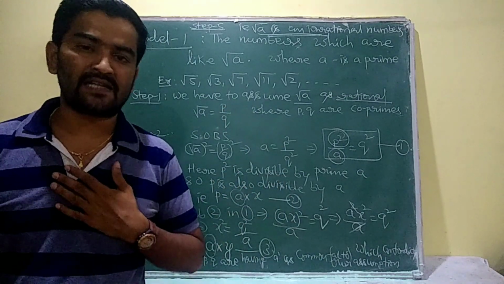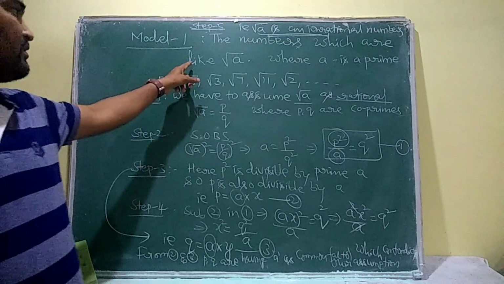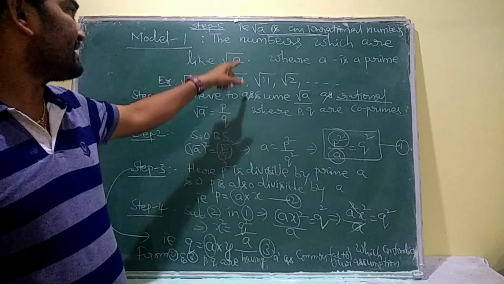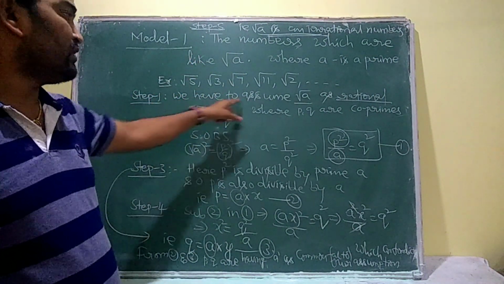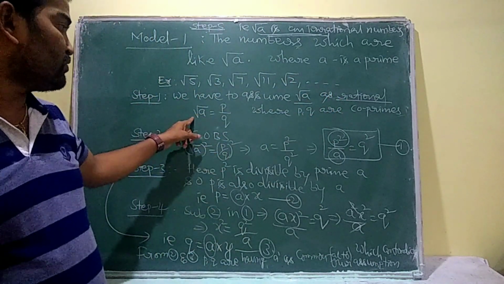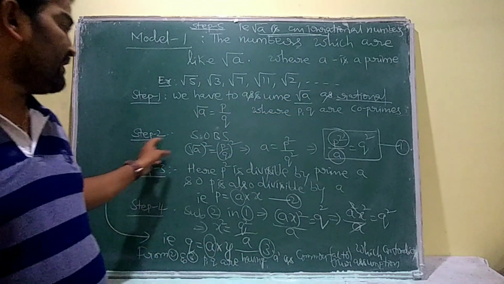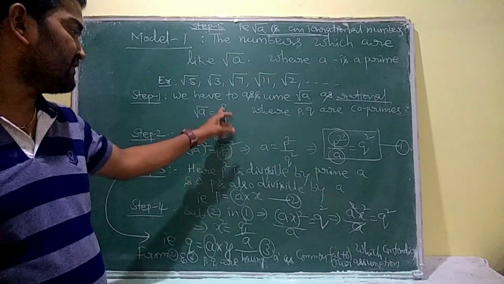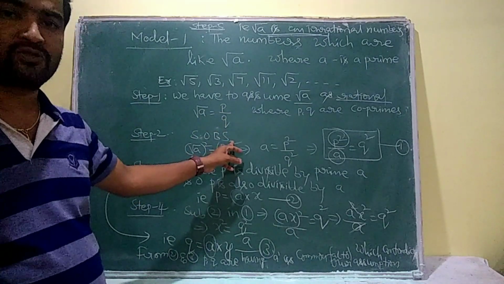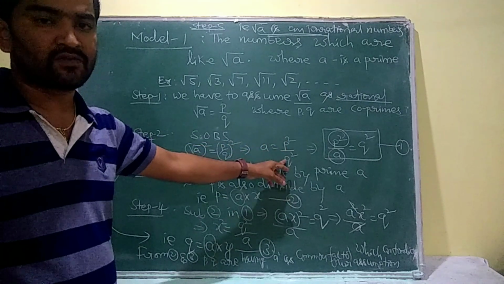That means if he asks us to prove root 7 as an irrational number, simply we have to write root 7 as a rational number. We have to assume root 7 as a rational number. So that is step 1. That is root 7 is equal to some p by q, where p comma q are co-primes. Squaring on both sides, that is root 7 whole square is equal to p by q whole square. Then 7 is equal to p square by q square.